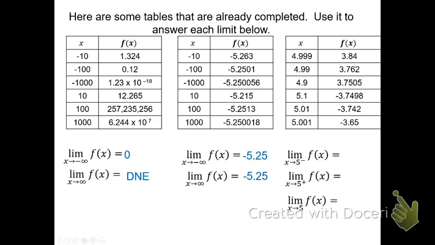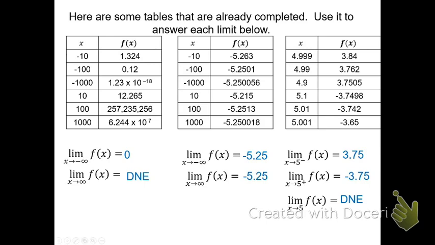Now the last one was actually not going to infinities. I threw something in a little bit different. Let's look at as x goes to 5 from the left to the right, and in general as x approaches 5. All right, as we approach 5 from the left, we can see that it's going from 3.84 to 3.76 to 3.750. It's approaching 3.75. As we come at it from the right-hand side, it looks like it's approaching -3.75. Now, because the left side and the right side do not match, they're not approaching the same unique number. So the limit of f of x as x approaches 5 does not exist.